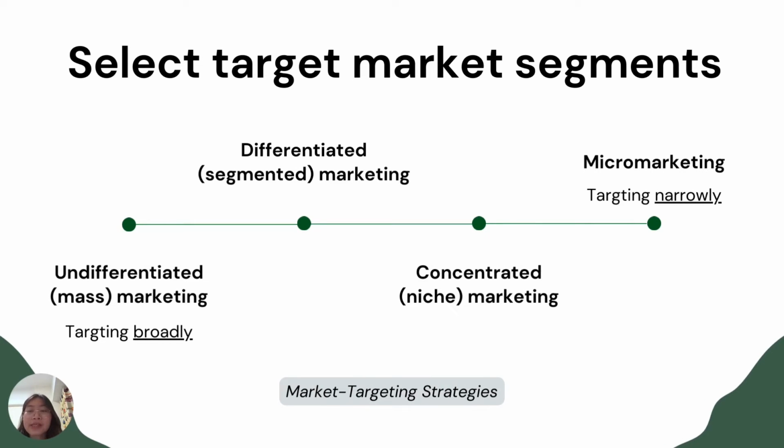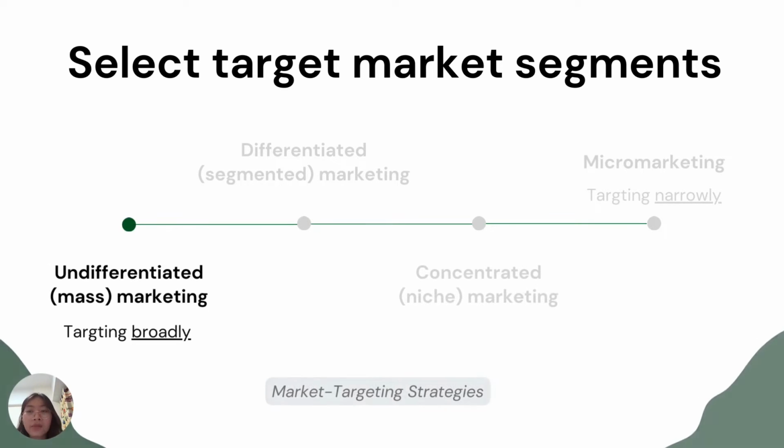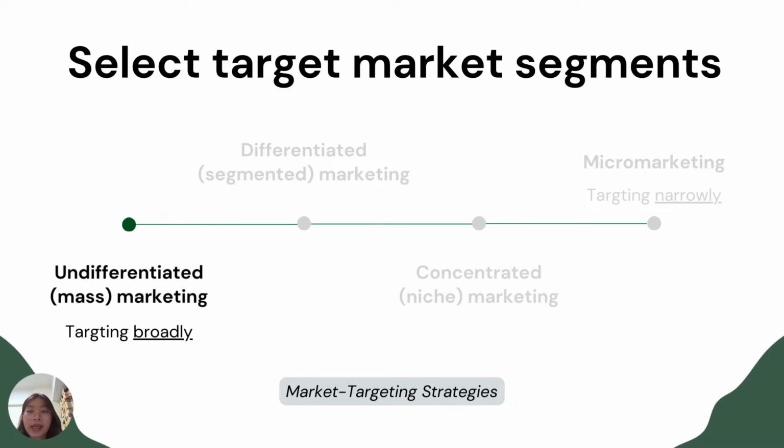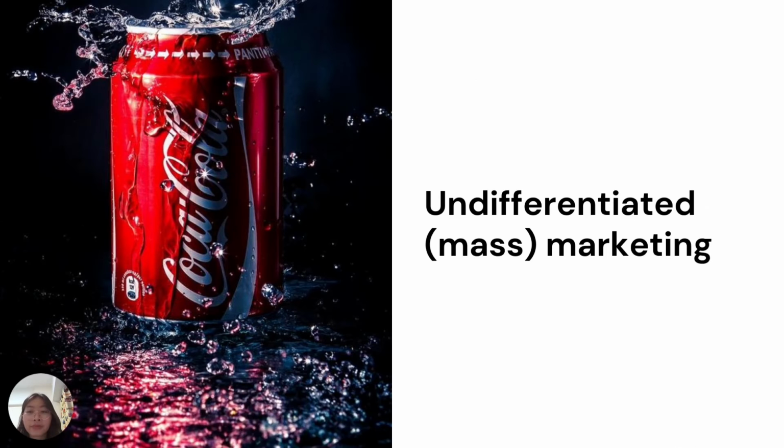Now, the company must decide which and how many segments it will target. Target market is a set of buyers who share common needs and characteristics that a company desires to serve. There are four different levels of market targeting that can be conducted, from broad to narrow. Undifferentiated marketing is the strategy where a firm ignores market segment differences and targets the whole market with one offer. For example, Coca-Cola serves the customer of all ages the same Coke product.